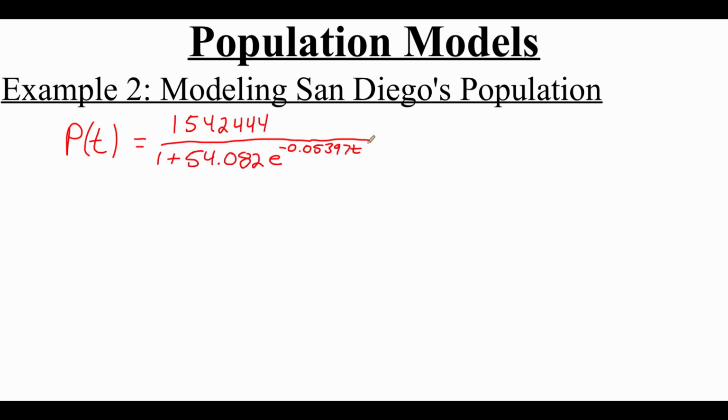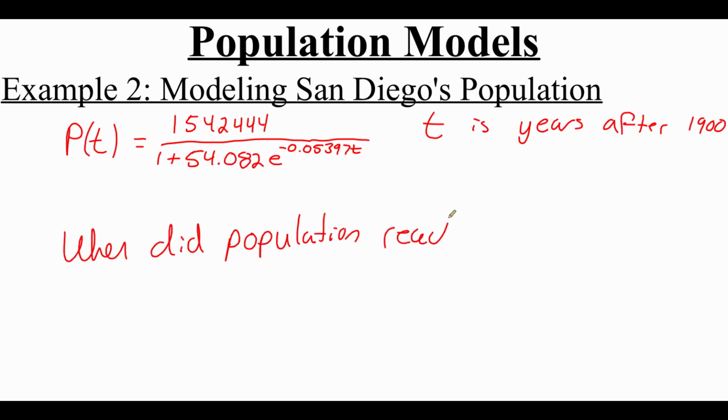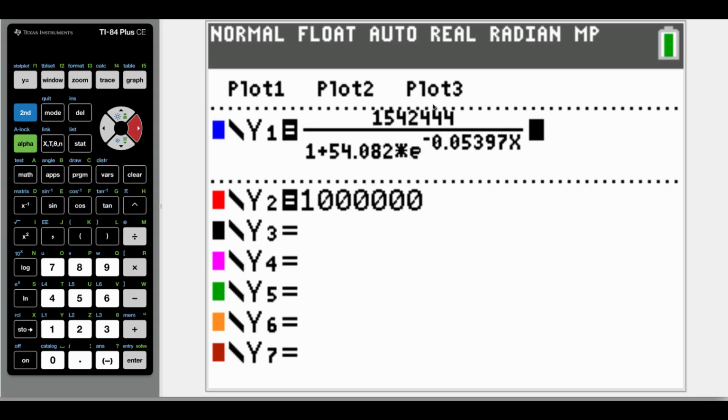I can use this logistic model to represent San Diego's population. In my logistic model, t is going to represent the years after 1900. Now, I want to figure out when my population reached 1 million, and I'm going to use my calculator to help me out. I've got my logistic model typed in, and I've also got 1 million typed in as my second equation because I'm going to be looking for the intersection point.